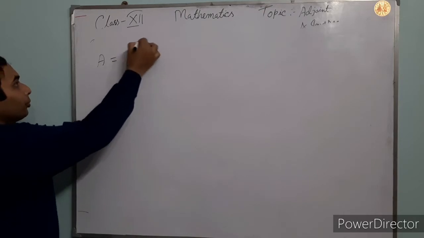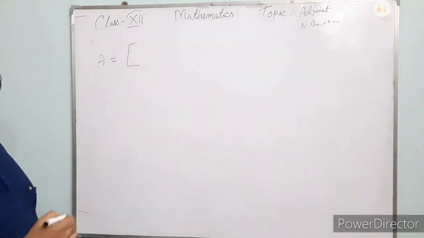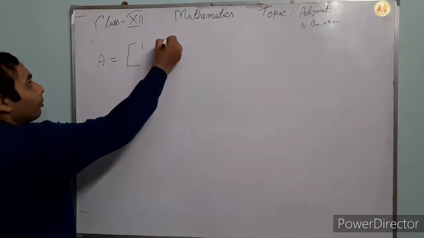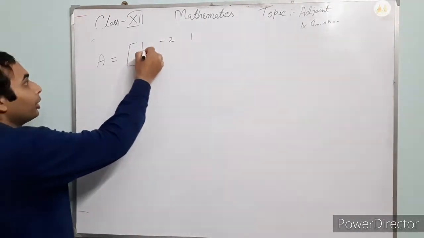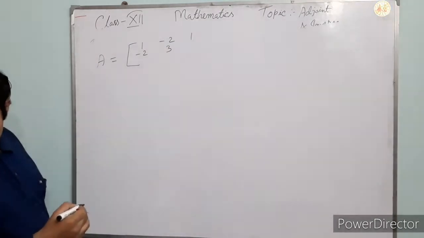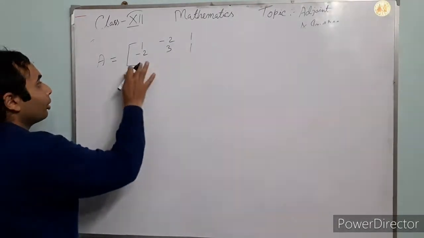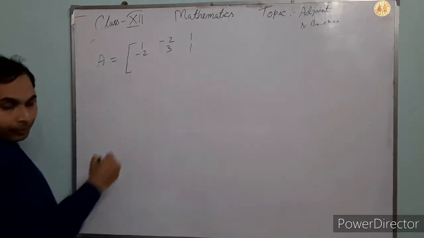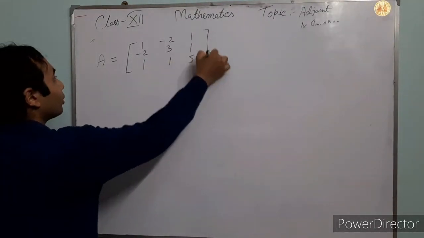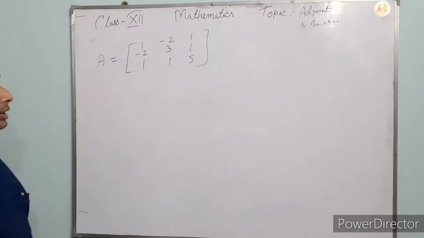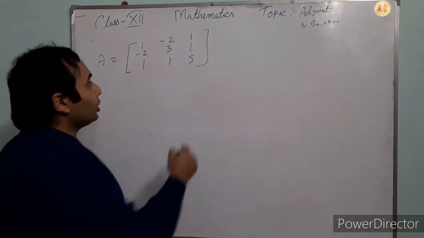A equals 1 minus 2 1, minus 2 3 1, and 1 1 5. This is a square matrix of order 3 cross 3.